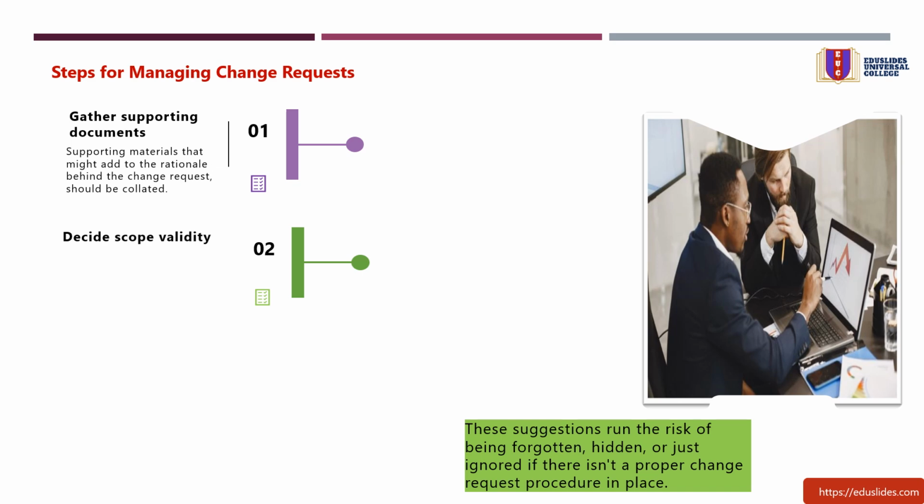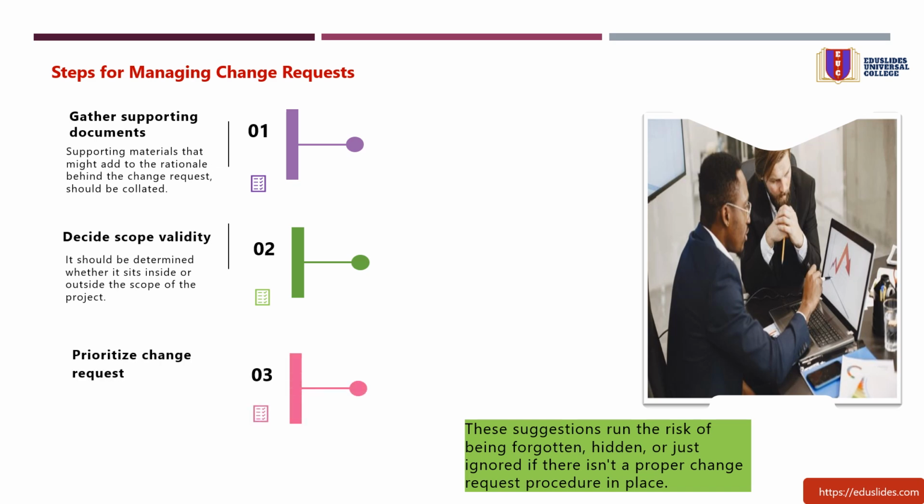2. Decide scope validity. Decide whether it is inside or outside of scope. Before any work is done to take the change forward, it should be determined whether it sits inside or outside the scope of the project. Factors such as how much budget and how much work will be involved should help to make this decision.